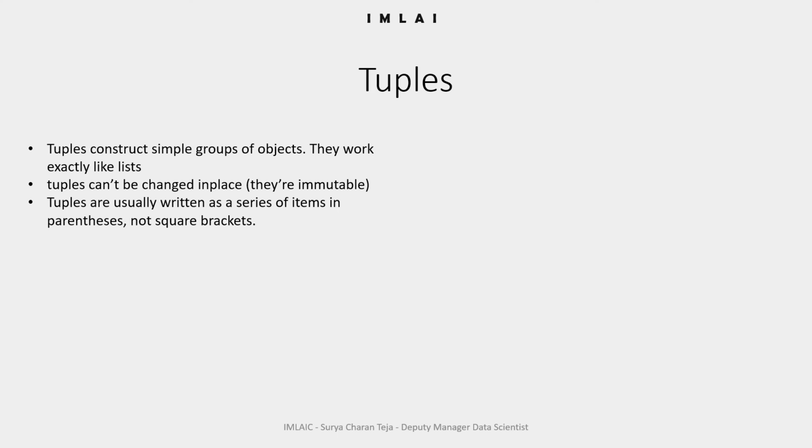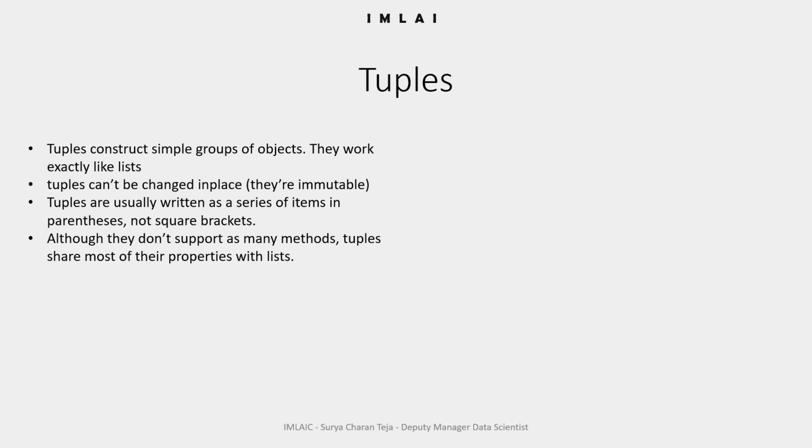The expression that creates a tuple is written using parentheses. A simple tuple is usually written as a series of items in parentheses. Now, tuples share most of their properties with lists. However, they don't support as many methods as lists. There is a reason for that, because tuples are immutable.